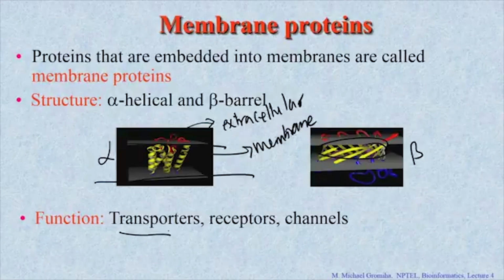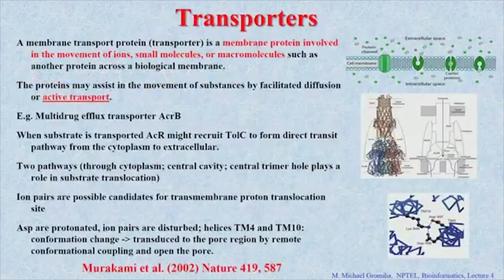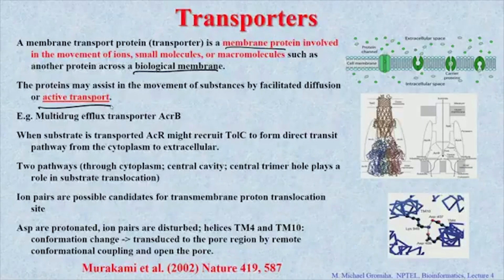These proteins also perform various functions like transporters, receptors or channels and so on. I will explain with a few examples. Here is one example for the transporters. What is a transporter generally? It transports molecules. A transporter is a membrane protein involved in the movement of ions, small molecules or macromolecules, such as another protein, across the biological membrane. Mainly these transporters assist the substance by active transport, from the lower concentration to the higher concentration.